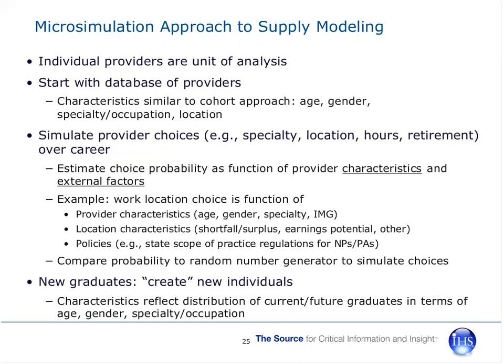We know, for example, that for registered nurses, their labor force participation patterns often tend to be counter-cyclical, that when a spouse maybe loses employment, a nurse who was out of the workforce might come back into the workforce, and so those external factors can play on things. And then we model new graduates coming in by essentially creating a new individual, such that the characteristics of the new people entering the workforce reflect the distribution in terms of age, gender, specialty, and occupation of people that are moving into the workforce.